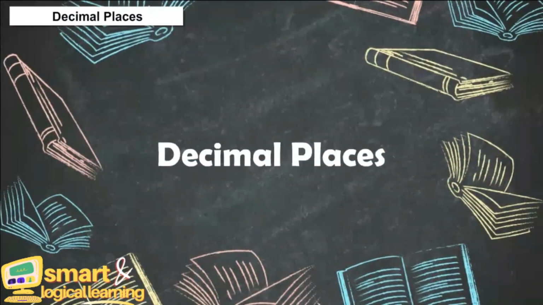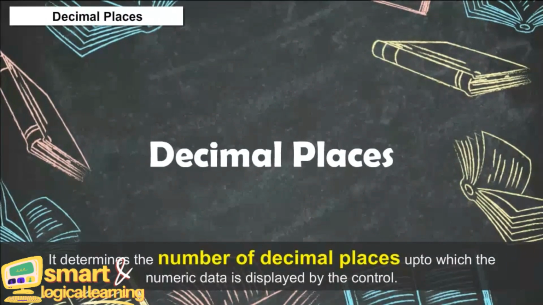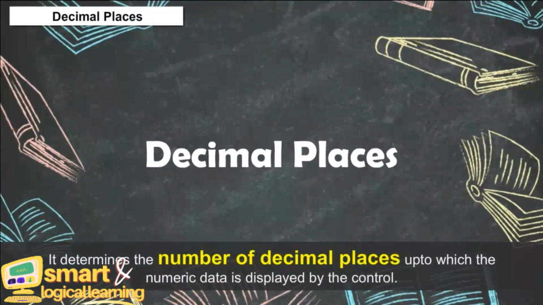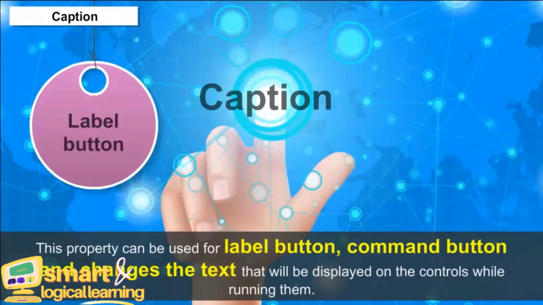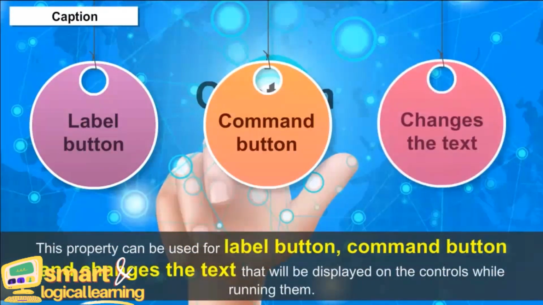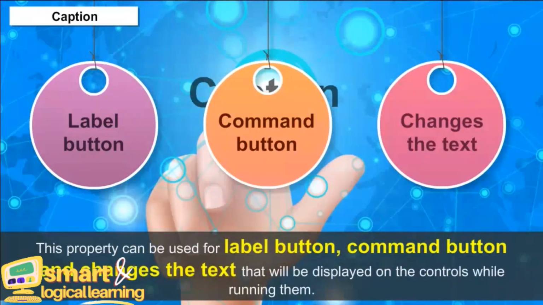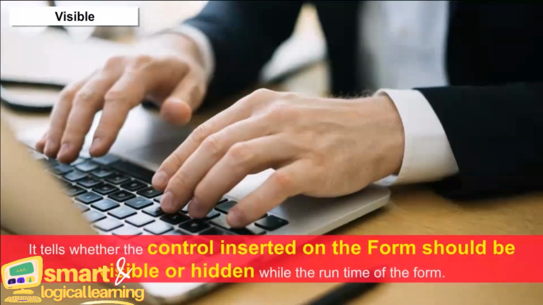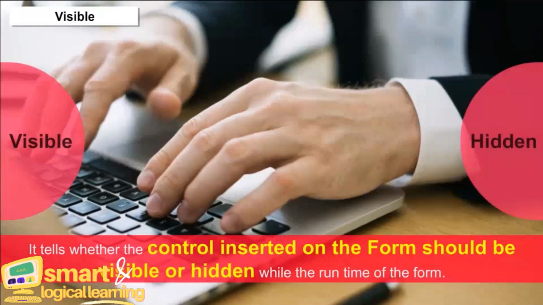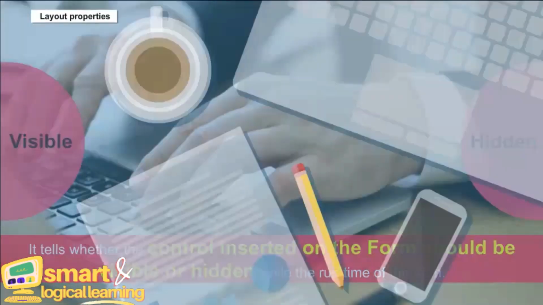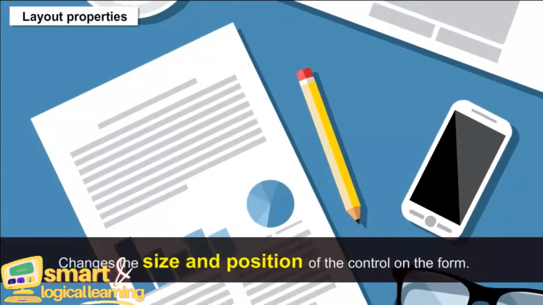Decimal places. It determines the number of decimal places up to which the numeric data is displayed by the control. Caption. This property can be used for label and command buttons, and changes the text that will be displayed on the controls while running them. Visible. It tells whether the control inserted on the form should be visible or hidden while the runtime of the form. Layout properties. Changes the size and position of the control on the form.